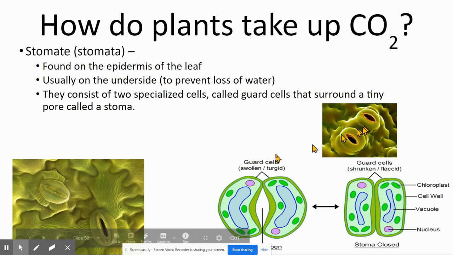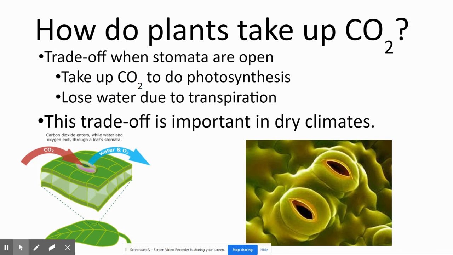So these are two open stomata. This is one that's open, and this is one that's closed. So that's how they're important for photosynthesis.